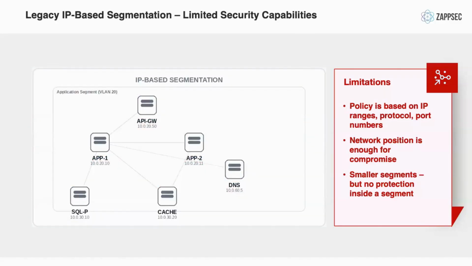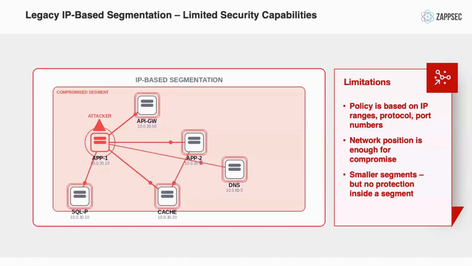Okay, so if the problem is that policy trusts network position instead of identity, walk me through what an identity aware model actually looks like. Like basically, what does Zappsec do? Because I want to know what changes for the CISO who already spent money on NSXT.